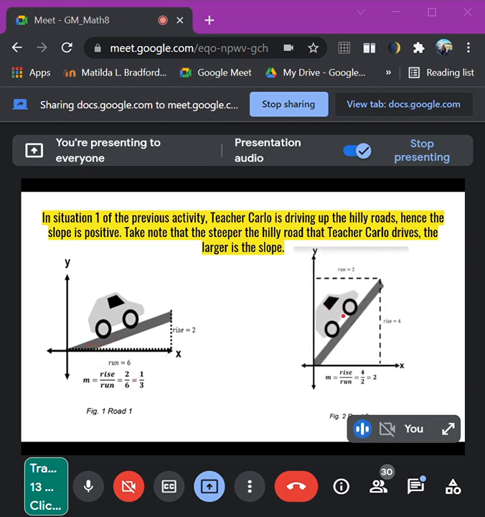Now, for the second one, we have here this. So, there is still an x and y. For our rise, you have there 4, and then for your run, that is 2. So, that is 4 over 2. We can still divide. So, 4 divided by 2, that is 2. So, that is its slope. As you can see, figure 2 is much steeper than figure 1. Because its slope is only 1/3, meaning its slant is only 1/3. Well, this one is 2 already. So, it is much higher.